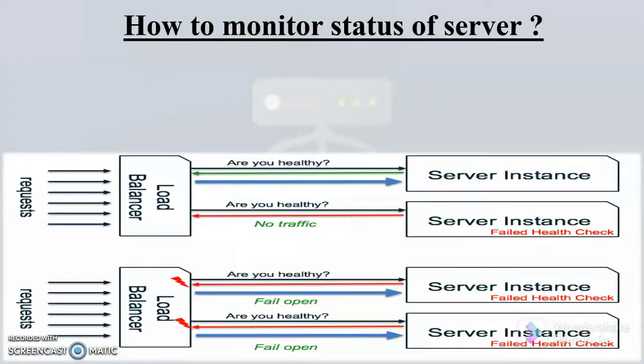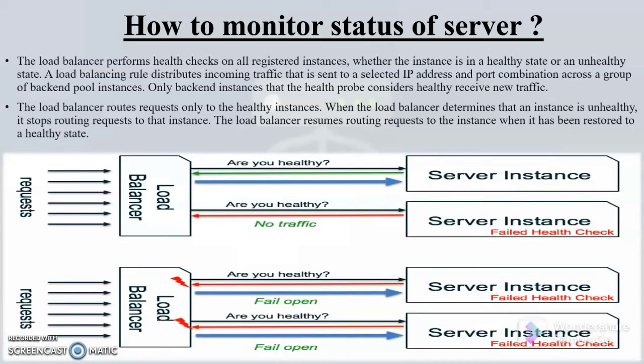So the question arises, how do we monitor the status of the server after deploying the load balancer? The answer is by doing health checks. What a health check basically is, we have to install web servers on virtual machines, which can get the response from port 80, so that we can check if the server is responding or not. So the load balancer routes requests only to the healthy instances, and if an instance is unhealthy, it will stop routing requests to that instance.